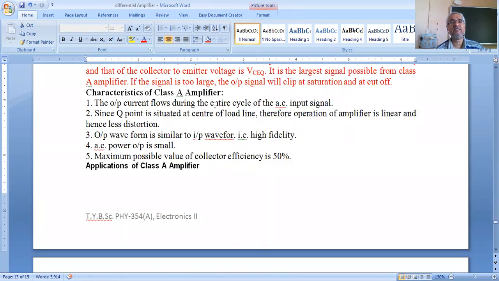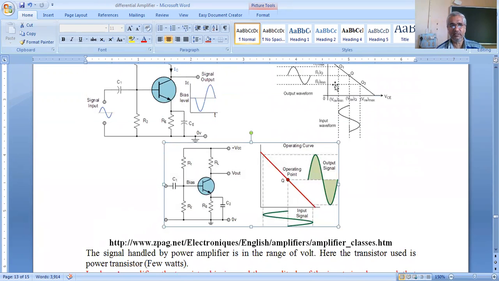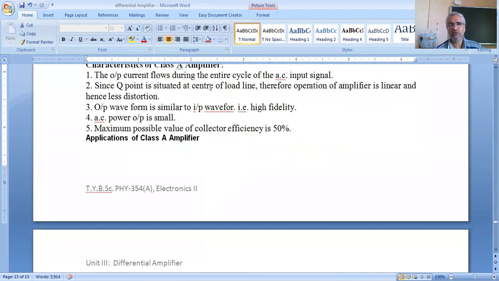आता याचे कॅरेक्टरिस्टिक्स काय आहेत क्लास ए एम्प्लिफायरचे? द आउटपुट करंट फ्लोज ड्युरिंग द एंटायर सायकल ऑफ द एसी इनपुट सिग्नल. आपण बघितलं की इनपुट सिग्नलच्या दोघं हाफ सायकलसाठी कलेक्टर करंट फ्लो होतोय, बरोबर. कलेक्टर करंट इज फ्लोइंग फॉर बोथ हाफ सायकल्स ऑफ द इनपुट सिग्नल. सो द आउटपुट करंट फ्लोज ड्युरिंग द एंटायर सायकल ऑफ द एसी इनपुट सिग्नल.